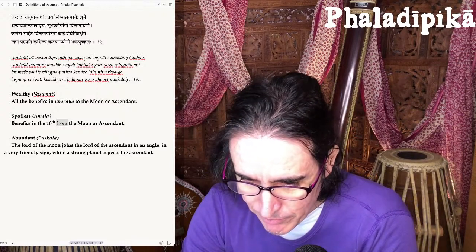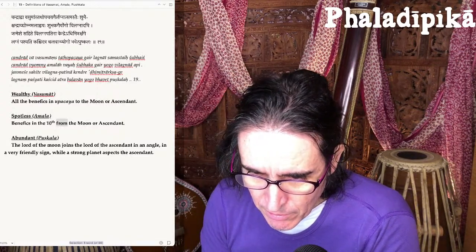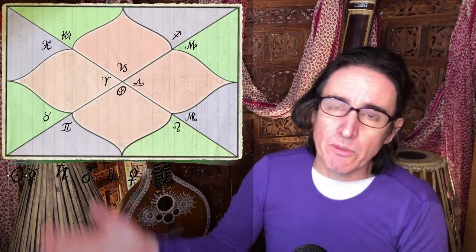Okay, let's pull this apart. So, the Lord of the Moon. We have to put the Moon somewhere first before we can go anywhere forward with this. So let's say we got the Moon here. Okay, if you have the Moon there, then the Moon is in Gemini. That means the Moon's Lord, the Janmesh, is the owner of Gemini. It's Mercury.